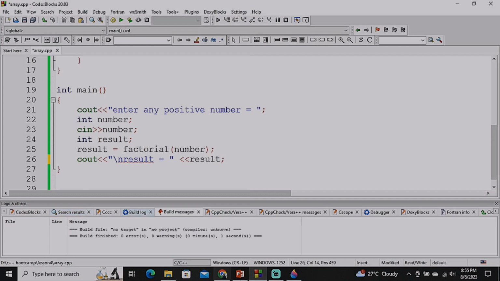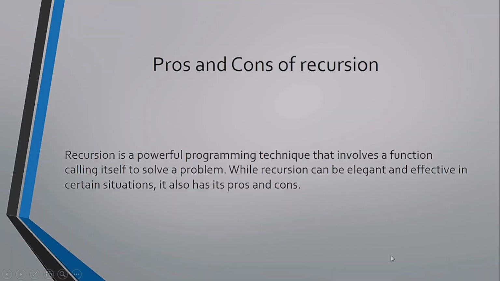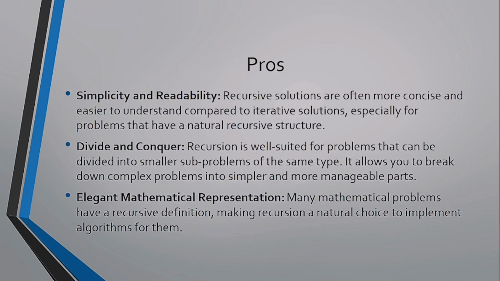Okay. So a recursive function is a powerful programming technique that involves a function calling itself to solve a problem. While recursion can be elegant and effective in certain situations, it also has its pros and cons. So let's have a look at its pros and cons. So, simplicity and readability.